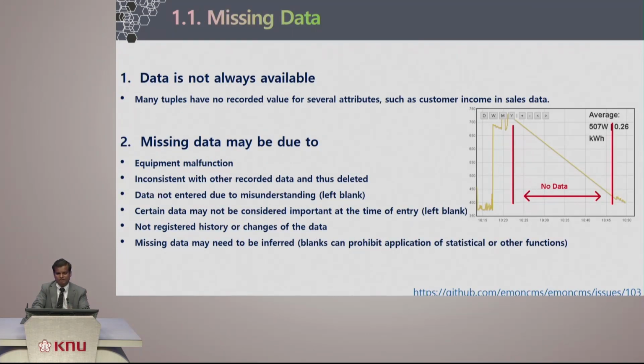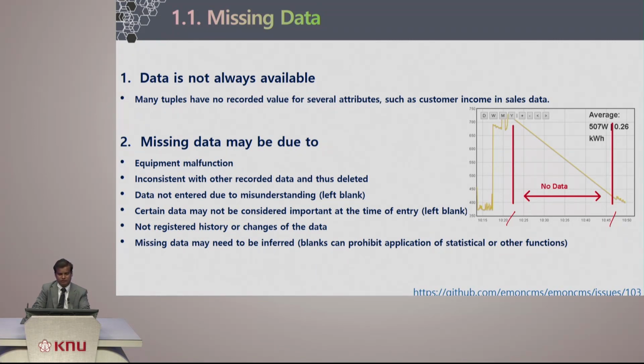Coming to missing data, you can look at this graph, for example. From this point onwards until this point, there is no data available. So it's just been connected with a straight line. Well, at times it happens. We do have missing information in almost all the data that we collect, due to various reasons.